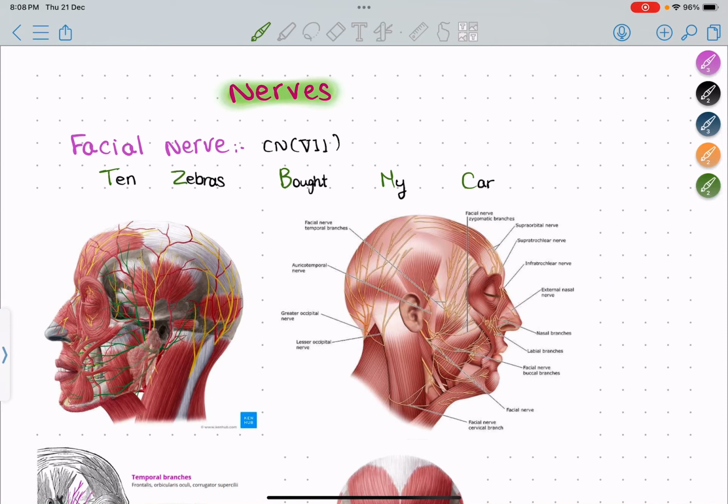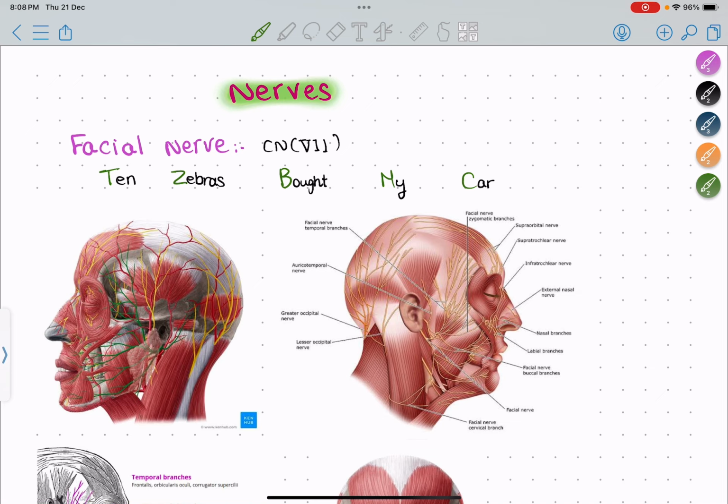Today I will be talking a little bit about the facial nerve. The facial nerve is the seventh cranial nerve. To memorize its branches easily, let's use this mnemonic: Ten zebras spot my car. T in ten stands for temporal.